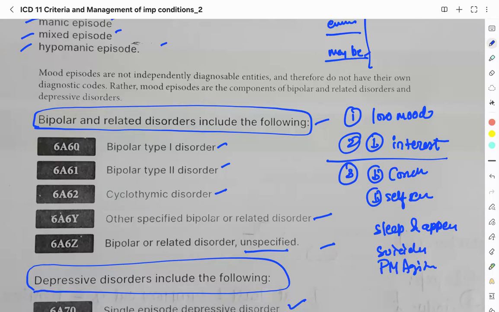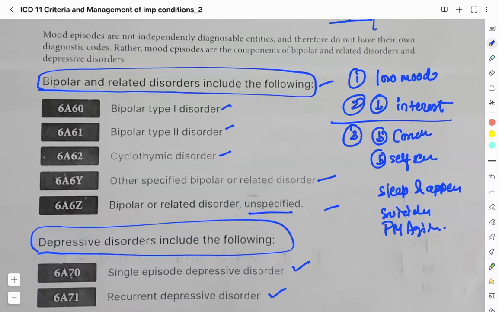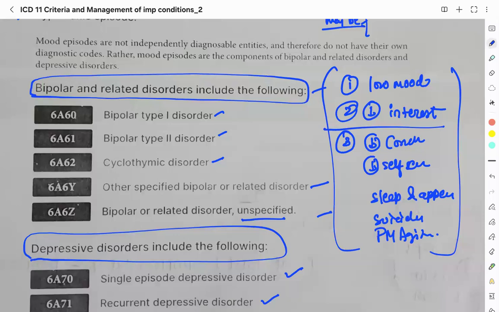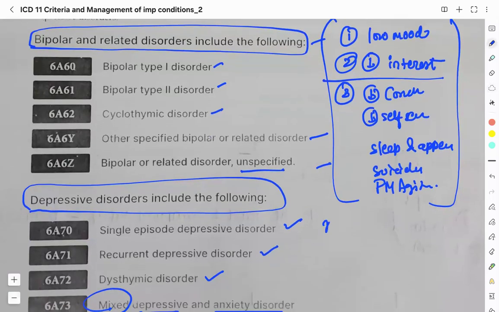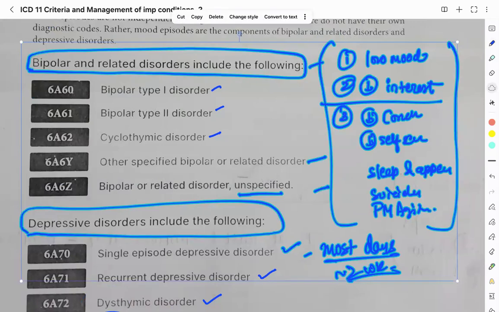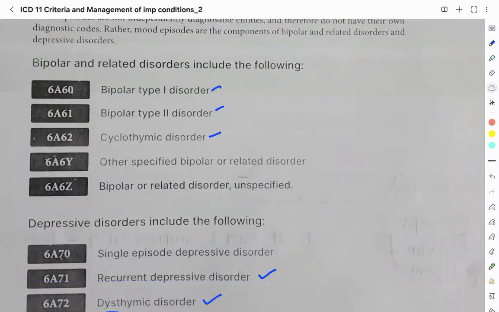I think I mentioned poor concentration, right? Yeah, attention and concentration. I think you've mentioned a lot of them. Essentially, they should be present for most days out of like 2 weeks. So the minimum criteria is like 2 weeks, most or all days. Okay, great. Yeah. Very good. Very, very nice. So I think you already remember the criteria for ICD-11. You described all of them very well.